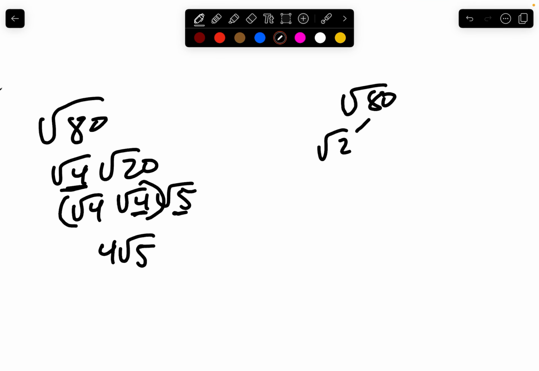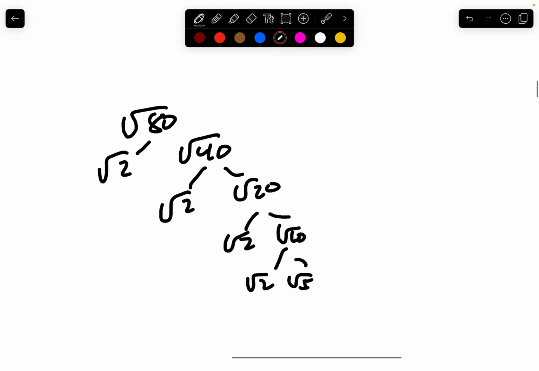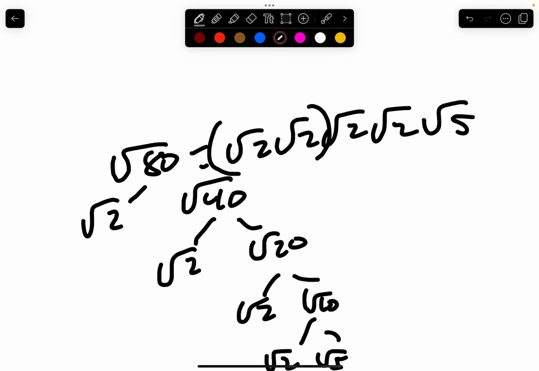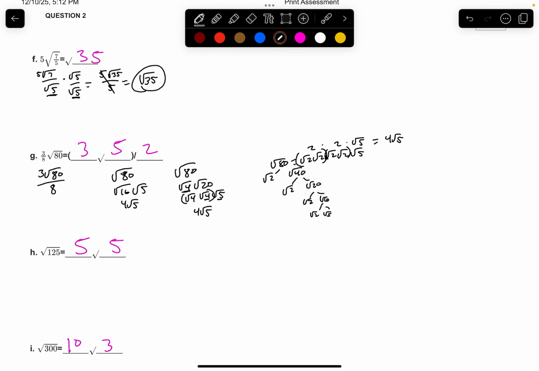Or let's just do it the longest way possible just to see it one more time. This would be root 2 times root 40, which is root 2 times root 20, which is root 2 times root 10, which is root 2 times root 5. So the square root of 80 is root 2, root 2, root 2, root 2, root 5. Well, root 2 times root 2 is whole number 2. So we have 2 times 2 times root 5, which is 4 root 5.